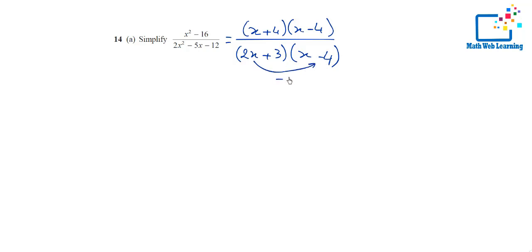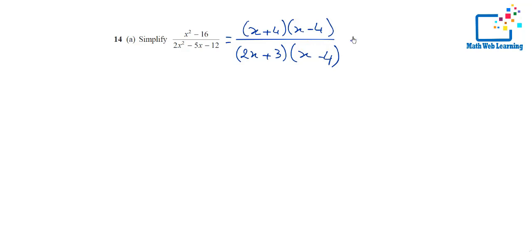2x times minus 4 gives me minus 8x, and 3 times x gives me 3x. Minus 8x plus 3x gives me the middle term. Okay, so it is correct. You need to double check, guys. Always double check your answers by expanding. All right, let's do that.